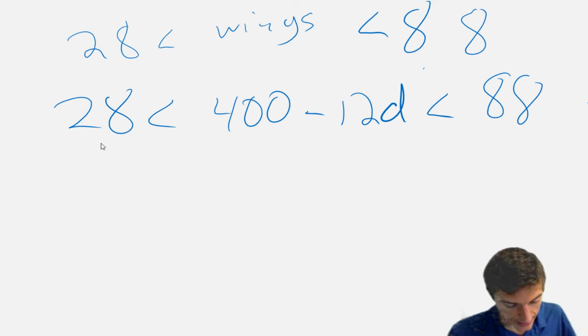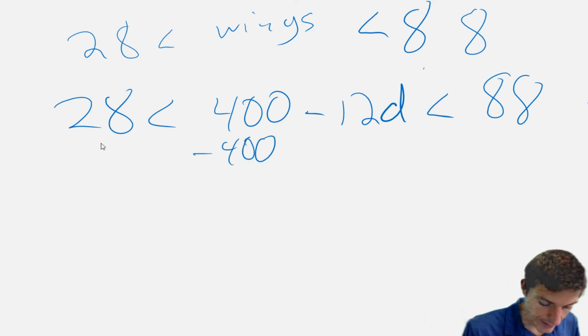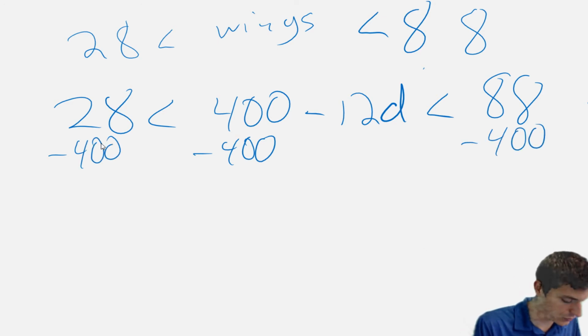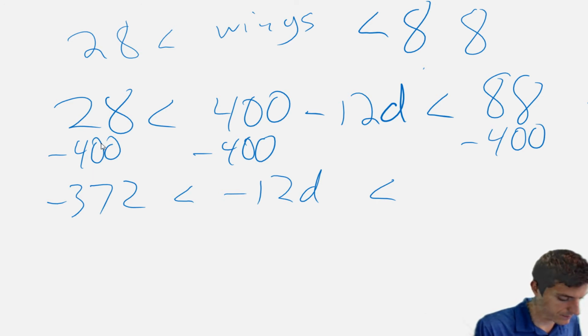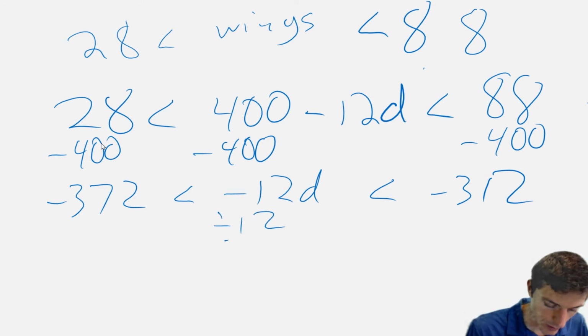So the way to solve this compound inequality is I have 28. I'm going to subtract 400. Now, remember, this is kind of like solving an equation with two equal signs. I need to subtract everything by 400. So 28 minus 400 is negative 372, which is less than negative 12D, which is less than 88 minus 400, negative 312. So now my next step is divide by 12, divide by 12, divide by 12.